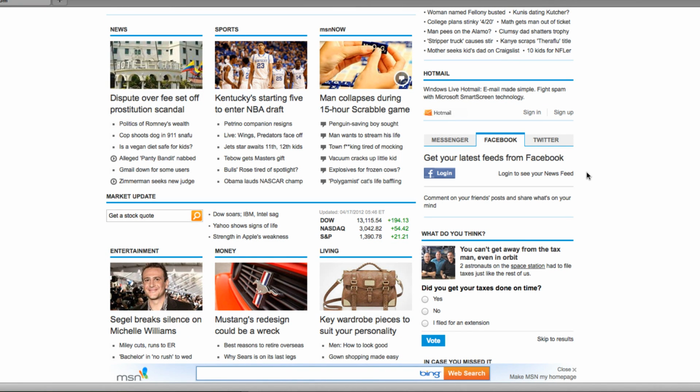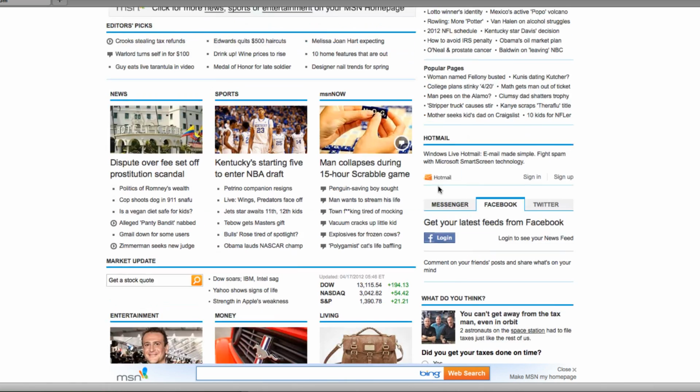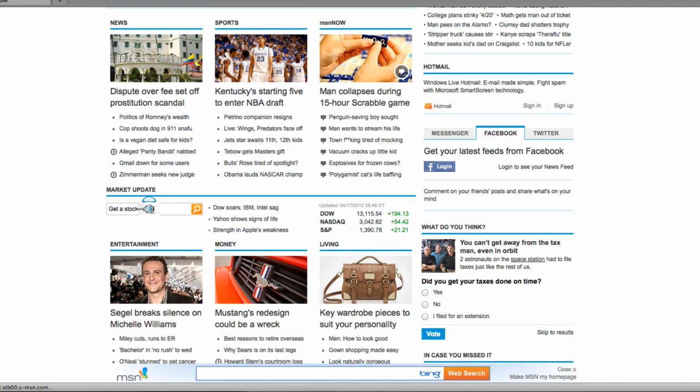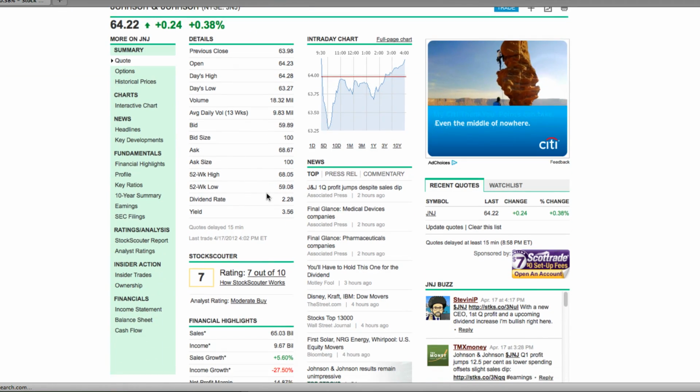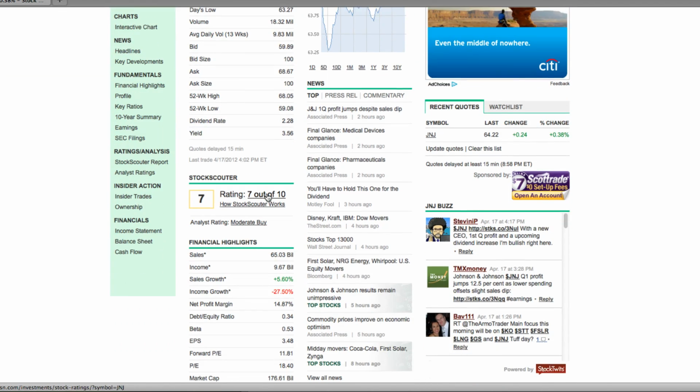In order to do that, you just go to about halfway down the page, and you're going to click right in here where it says Market Update. The company we'll use is Johnson & Johnson. So I'm just going to type in J&J because that's the stock ticker, and then I hit enter. Okay, so we arrive at the Johnson & Johnson main page where it has all these numbers and information.